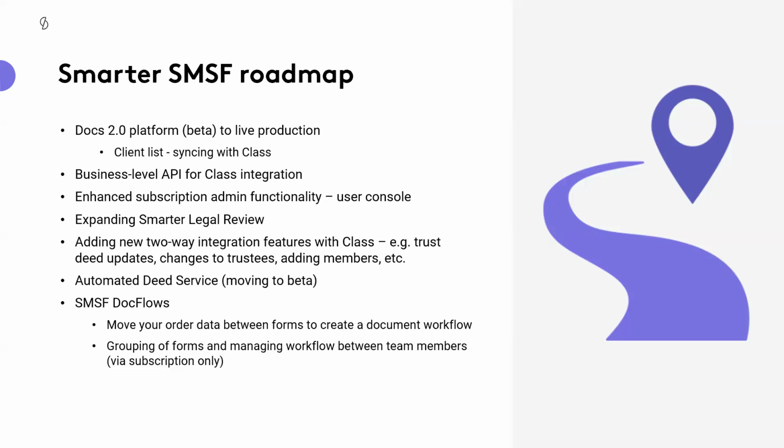Updating or adding to the different integrations that we have with Class, in particular around deed updates and changes to trustees. Again, subject to where the API allows us to go in terms of either getting data or posting data. Our automated deed service, which is really enabling you to keep up to date automatically with the current deed at Smarter SMSF. And again, our doc flows, so moving that data from one form to the other, and grouping of those forms, and potentially pushing that between different team members to do that as well.